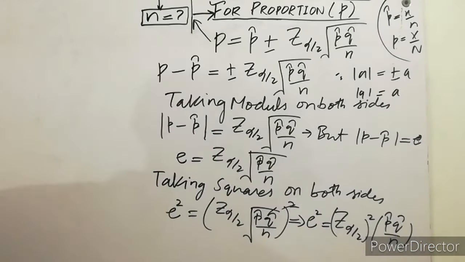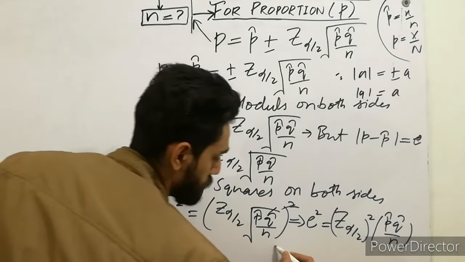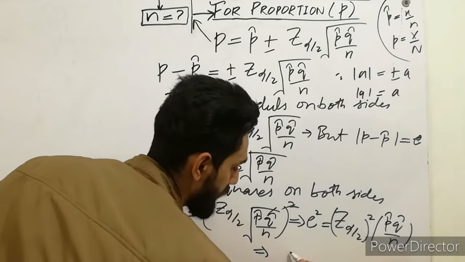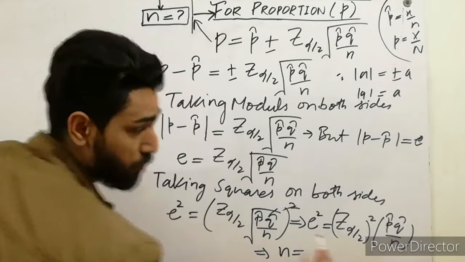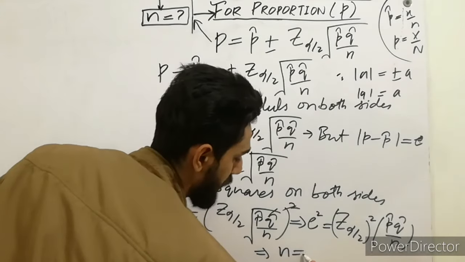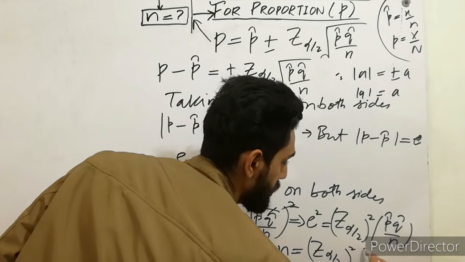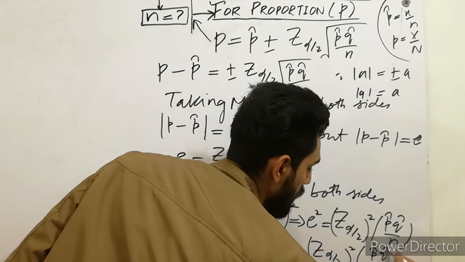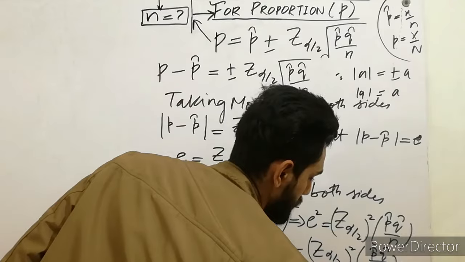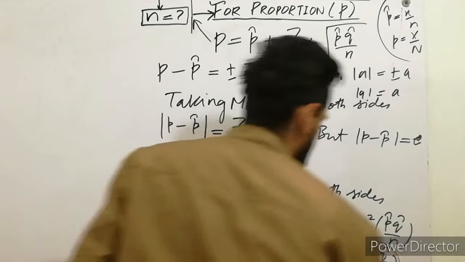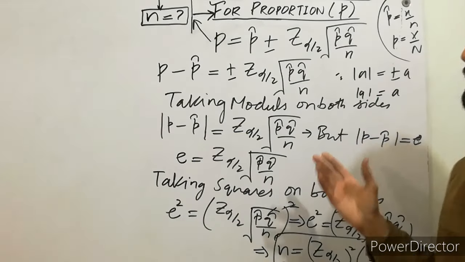Now the last step is very simple. You can easily calculate the value. n will be moved to the left hand side: n is equal to Z alpha by 2 squared times P hat Q hat divided by E square. That is the formula which we will use in the calculation.